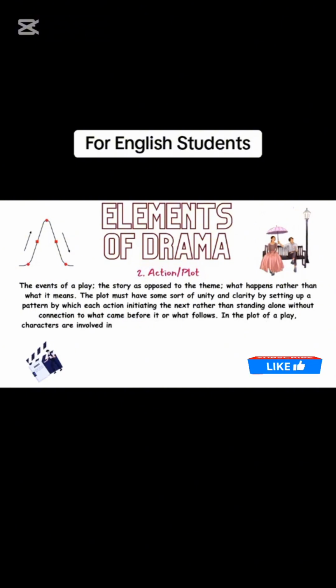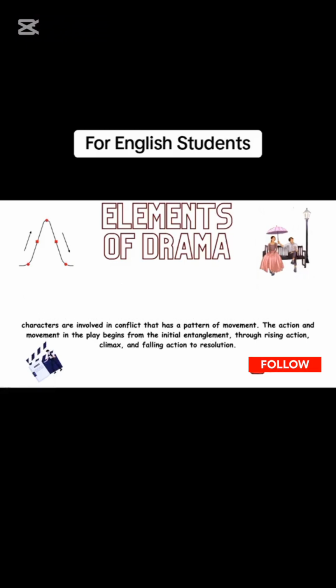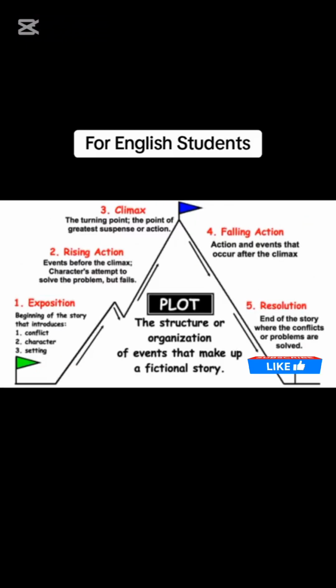In the plot of a play, characters are involved in conflict that has a pattern of movement. The action and movement in the play begins from the initial entanglement, through rising action, climax, and falling action, to resolution. Here is the diagram and more explanation of the plot and its parts.